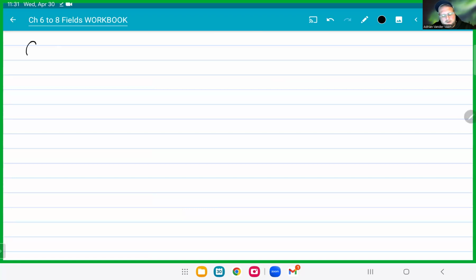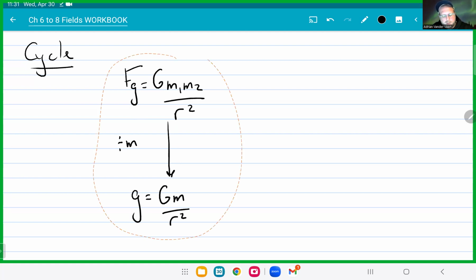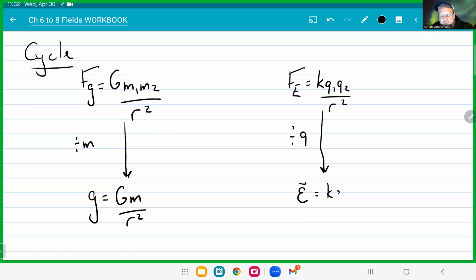Okay, last thing, the cycle. We're going to update part of that page on the cycle. So if we turn back a couple pages, there was one labeled this, and we had started the process. We said F_g was G m1 m2 over r squared. And the only thing we had written down was when we introduced gravitational field, we can divide by m to move down on the cycle here. Well, now we can add a parallel piece here. We have the electric force, which is k Q1 Q2 over r squared. And if we go down on the cycle and divide out a Q, we get the electric field, epsilon. So you can see that there's this symmetry between the two cycles here, which is kind of neat.